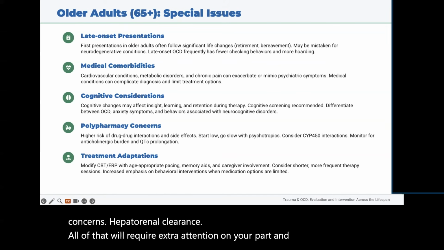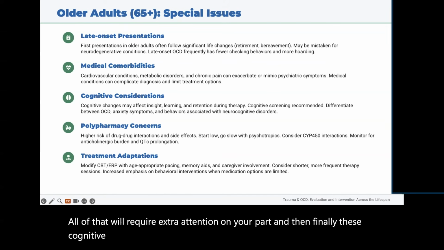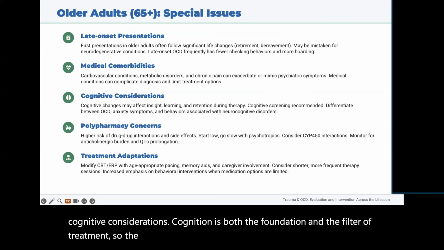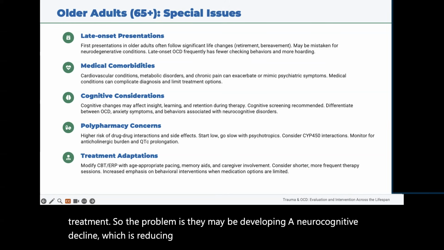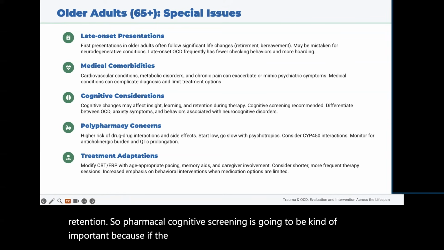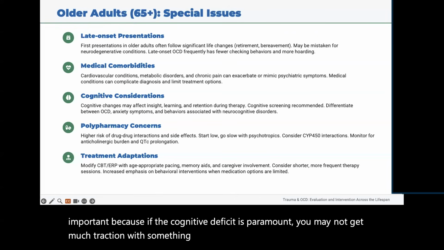And then finally, these cognitive considerations. Cognition is both the foundation and the filter of treatment. So the problem is they may be developing a neurocognitive decline, which is reducing their insight, learning capacity, and therapy retention. So cognitive screening is going to be kind of important because if the cognitive deficit is paramount, you may not get much traction with something like CBT.